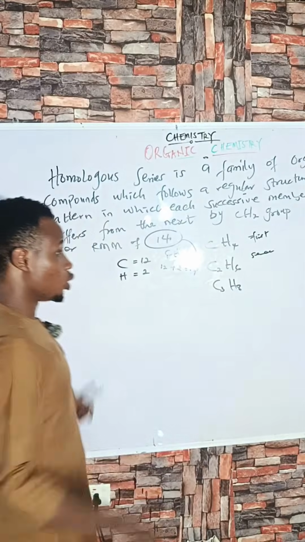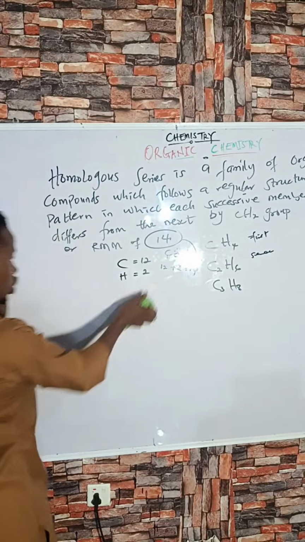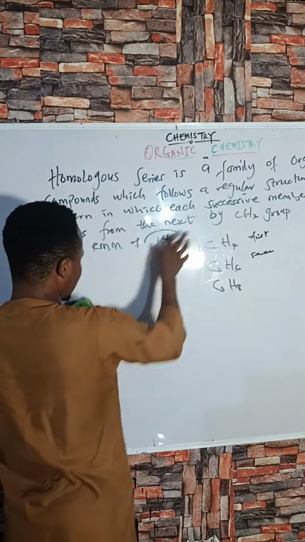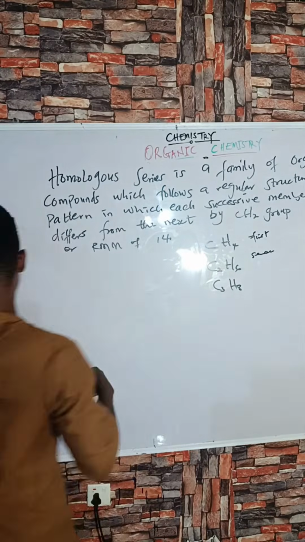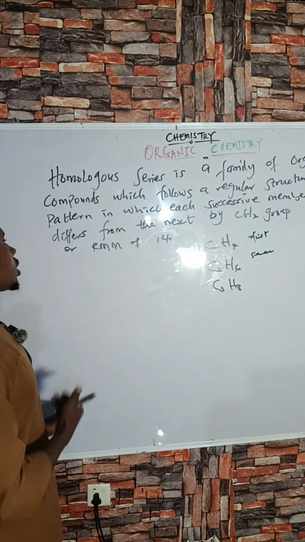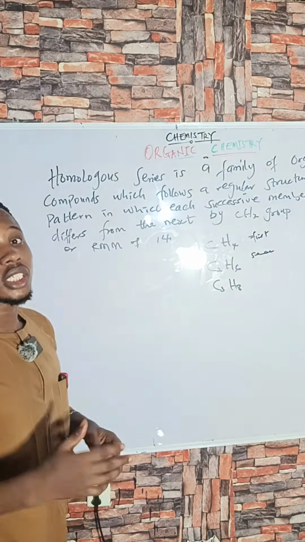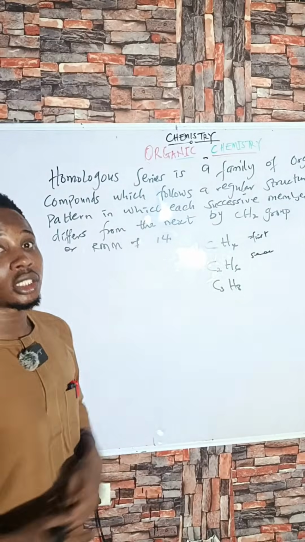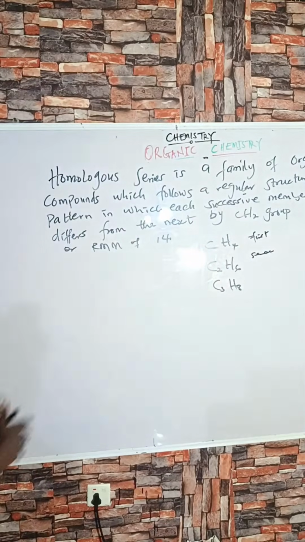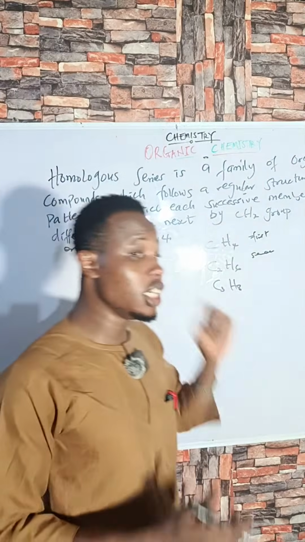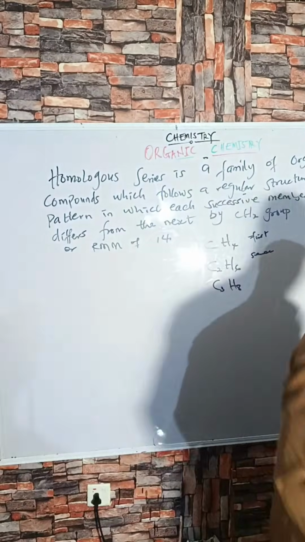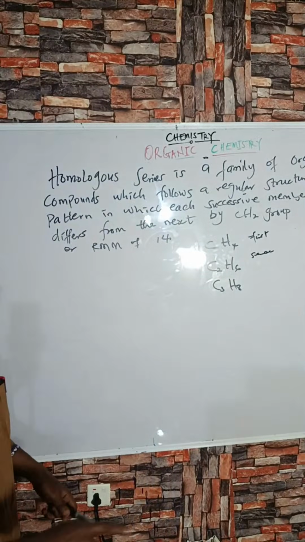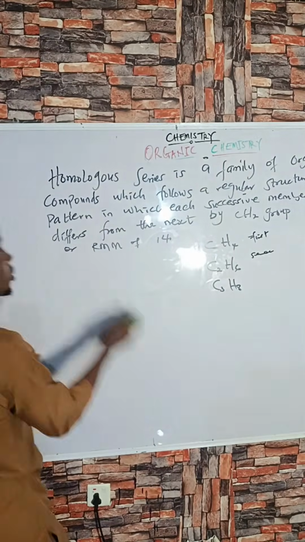So, putting all of that together, if they wake you up tomorrow morning and they say, what is homologous series? We say that homologous series is a family of organic compounds which follows a regular structural pattern in which each successive member of that family differs from the next by what? CH2 group.